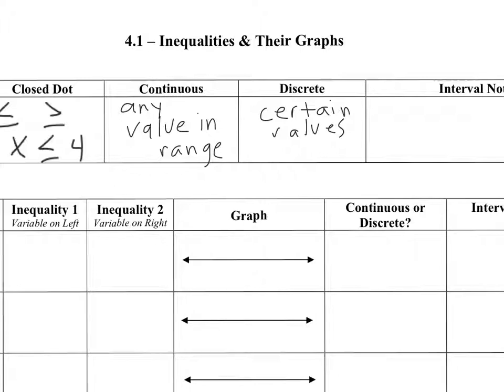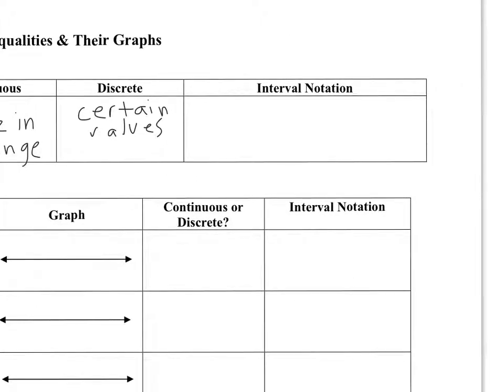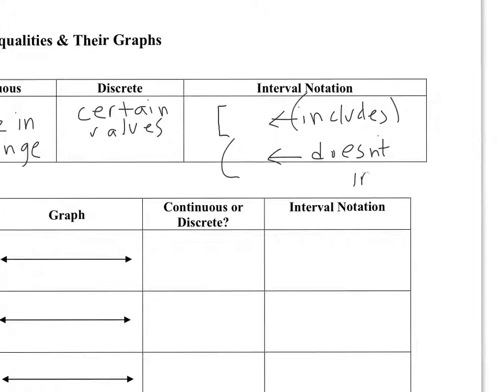And a new thing that we're going to practice today is called interval notation. I'll show you examples down below, and we're graphing these, but we're going to use interval notation for continuous situations. And if you have a bracket, it means it includes the endpoint. Whereas if you have a parenthesis, it means it doesn't include the endpoint.